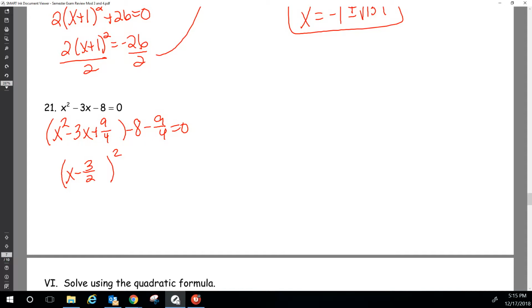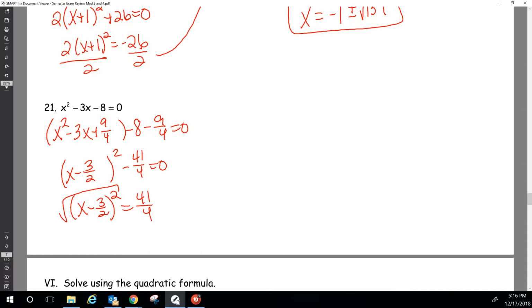And then I'm going to need to do some fraction math here. I want to subtract fractions, so they need to have a common denominator, which in this case would be 4. If I multiply that 1 times 4, I've got to multiply the 8 times 4 and get -32. -32 minus 9 is -41/4. And now we're at the point where we can solve this by the square root method. We need to get the square root by itself. So it's x minus 3/2 squared is equal to 41/4.